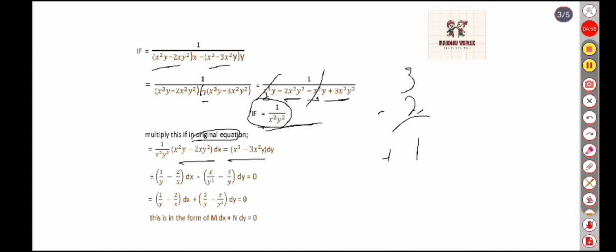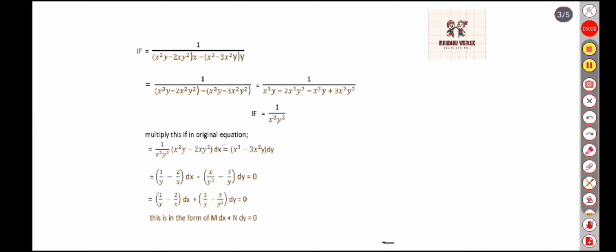So what we have done, we multiplied this 1 over x square y square in the full equation. So here multiplying means what? Here we got (1/y minus 2/x) dx. Next this term we take this side, so multiplied means (x/y square minus 3/y) dy equal to 0. How we got it: here the x square term got cancelled with the y square, so single y is left.